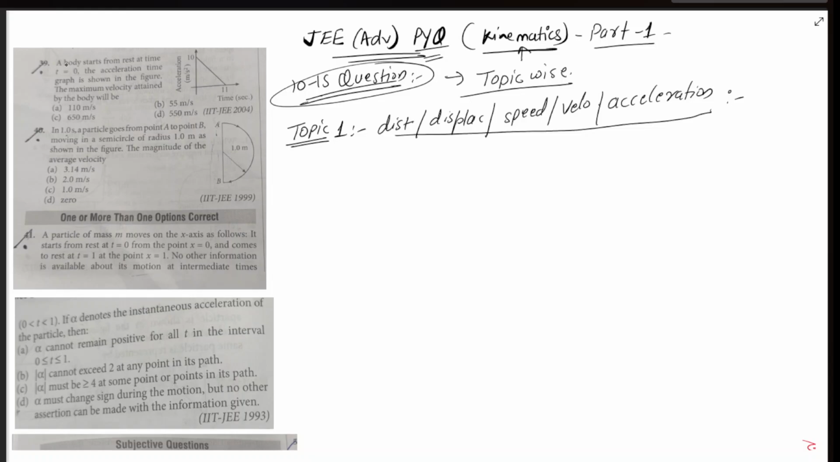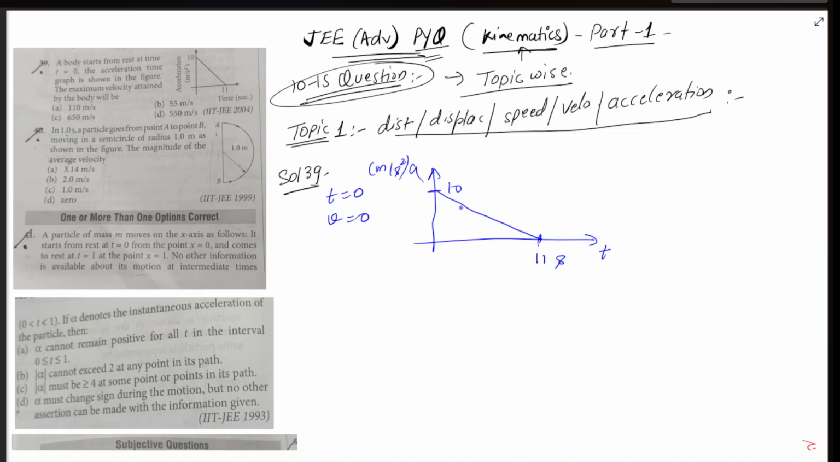So in question number 1, solution 39: a body starts from rest at time t equal to 0, which means its initial velocity is 0. The acceleration-time graph is given. We have the acceleration versus time graph. It looks like this, this is 11 seconds and this is 10. Acceleration is given in meter per second square and time in second. We need the maximum velocity attained by the body.